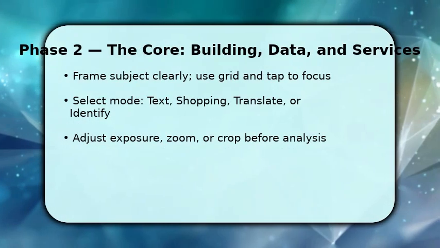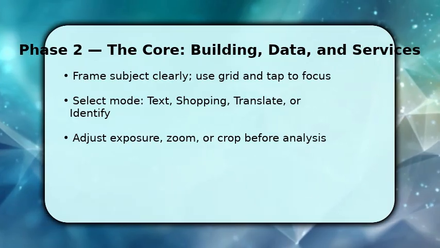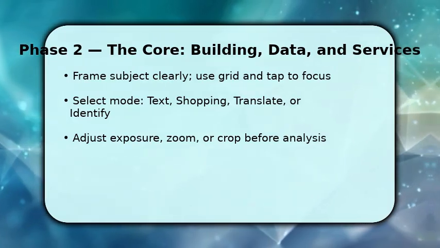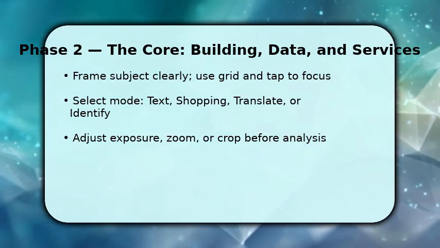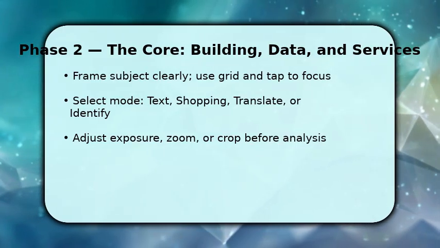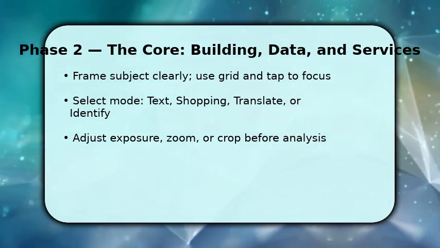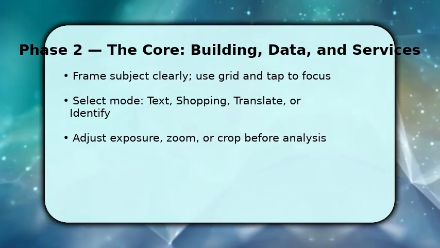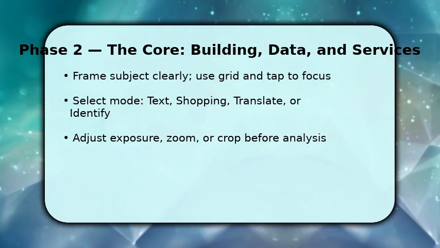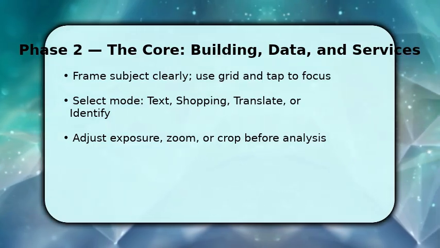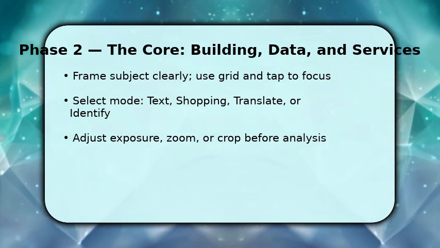You now capture and configure the scan for best accuracy. Frame the subject clearly, use the grid and tap to focus. Sharp images yield better results. Next, choose the lens mode that matches your goal. Text for OCR, shopping for product matches, translate for foreign text, or identify for plants and landmarks. Then adjust exposure, pinch to zoom, or crop the area to exclude background noise. These choices reduce false matches and speed up Gemini's inference, so you get precise suggestions and actions.